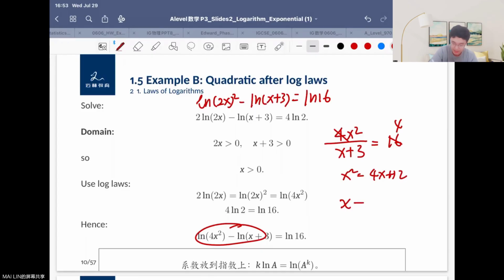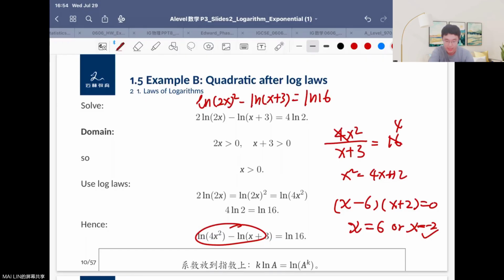So we can say (x minus 6) times (x plus 2) equals 0, right? So you can calculate, and we can set here that x equals 6 or x equals -2, okay? x equals 6 and x equals -2.